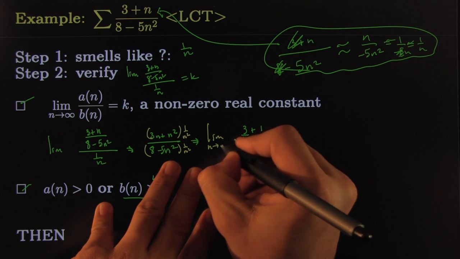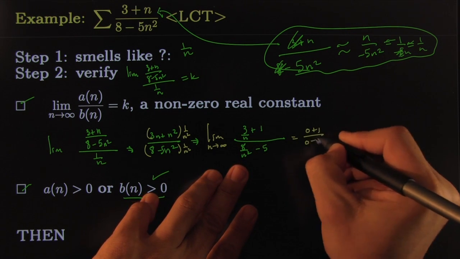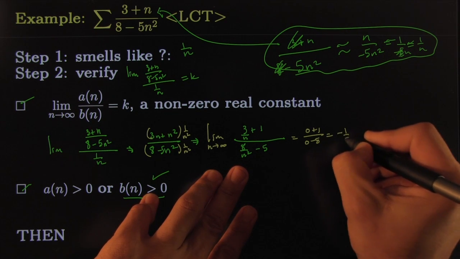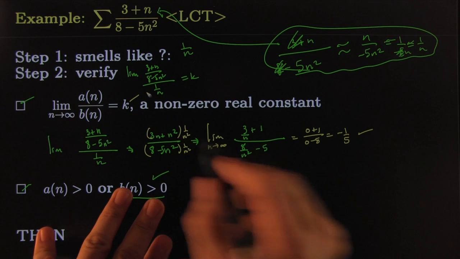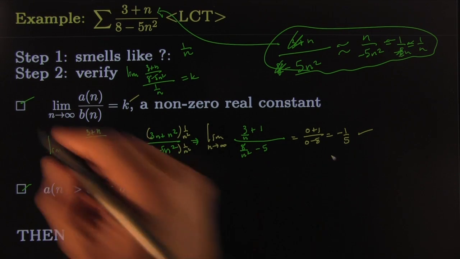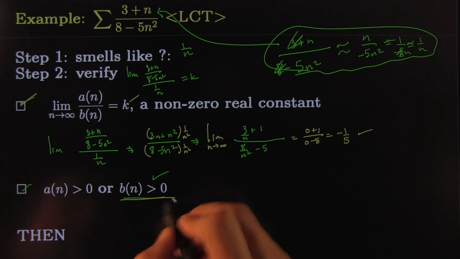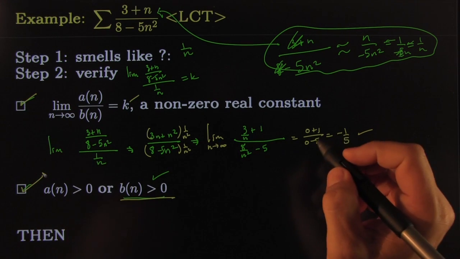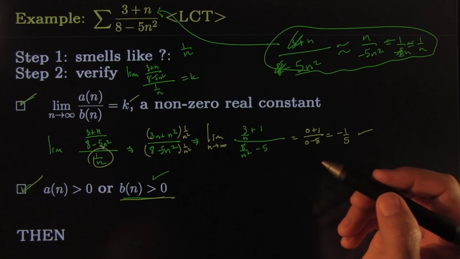Limit as n goes towards infinity. That would give me, of course, 0 plus 1 all over 0 minus 5, which is equal to negative 1/5. Yippee-ki-yay. This verifies that it's a non-zero constant. That helps me verify the smell test, and of course I already talked about this. One of the sequences is positive, so we're good.